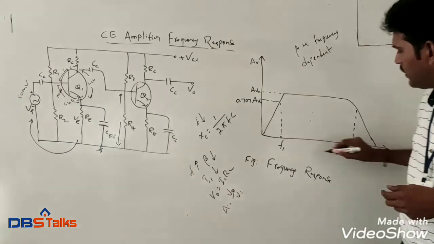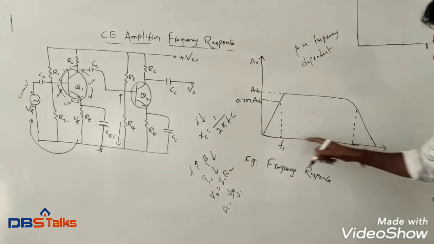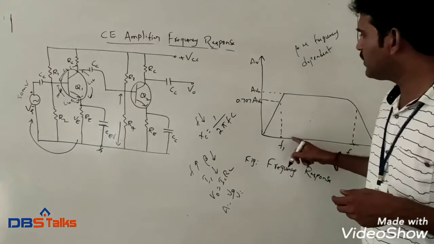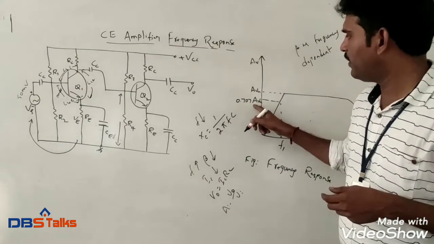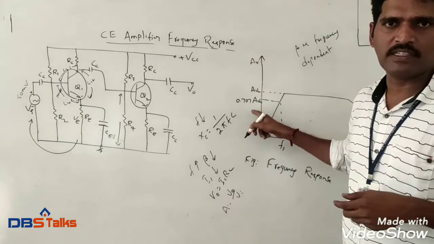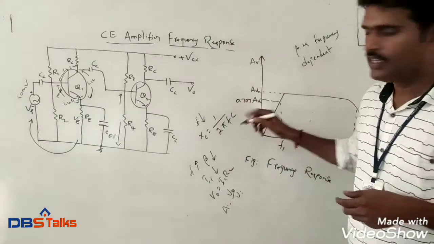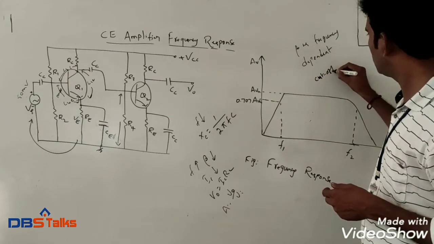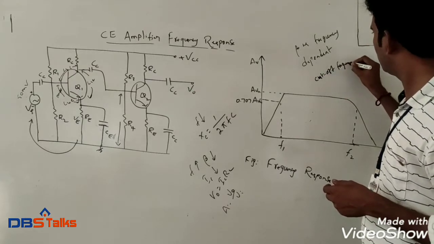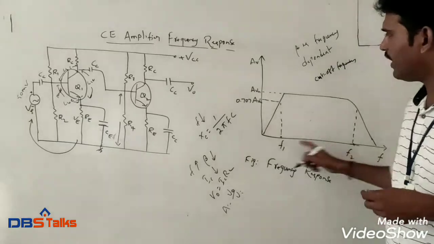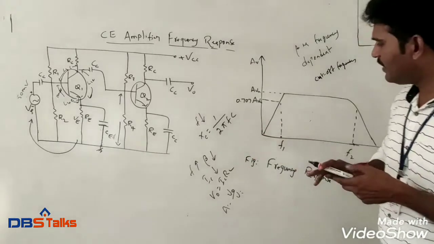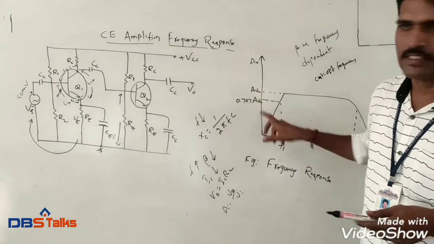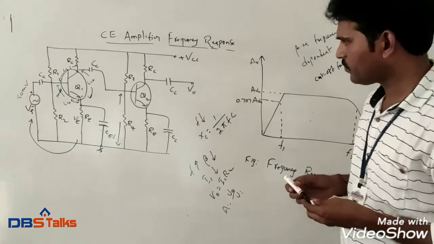At these frequencies, F1 is the lower cutoff frequency and F2 is the upper cutoff frequency. At these frequencies, the gain decreases by 70.7%. So these frequencies are called cutoff frequencies. Okay.